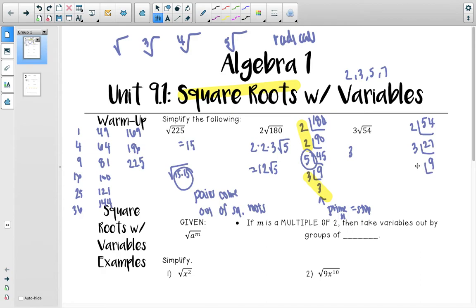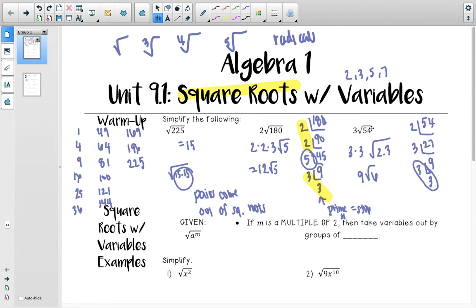Divide 9 by 3, and you get 3. 3 is a prime number, so we stop. And this is a pair right here, but these two don't pair up with anything, so they stay on the inside. So on the inside, you have 2 times 3, and this is a pair, so it goes to the outside. So we have 9 square root of 6.